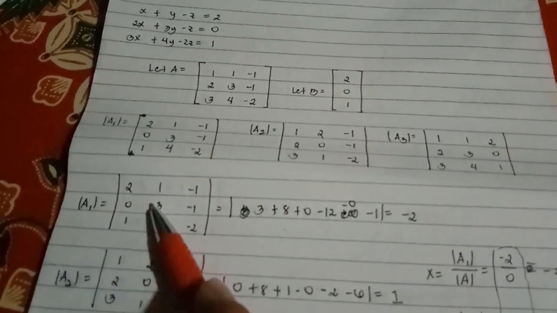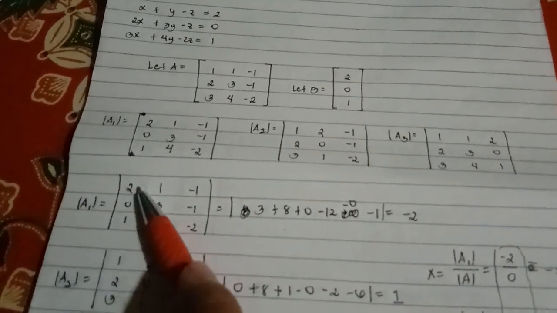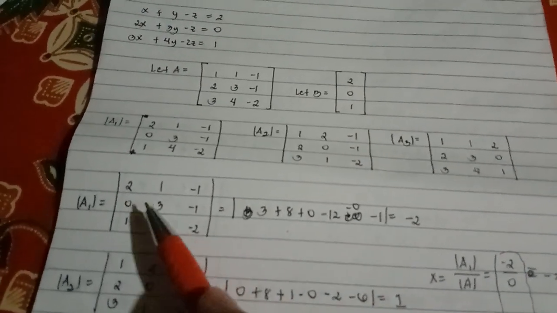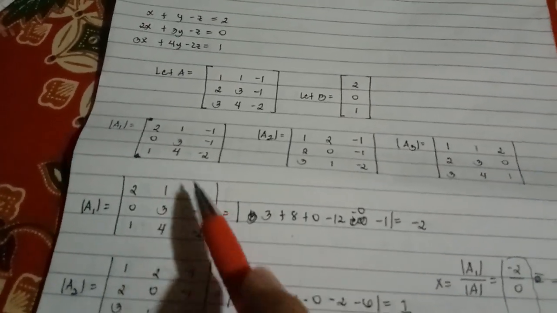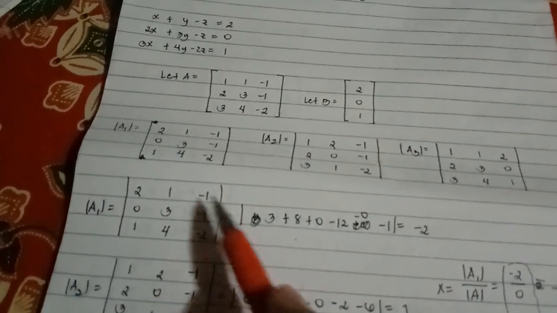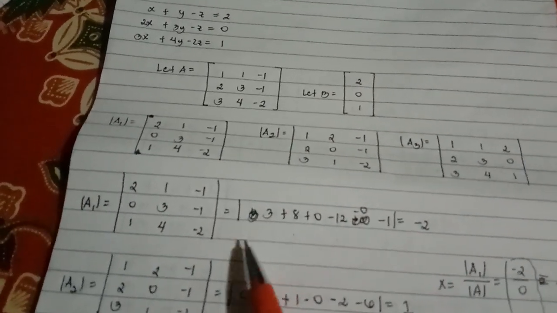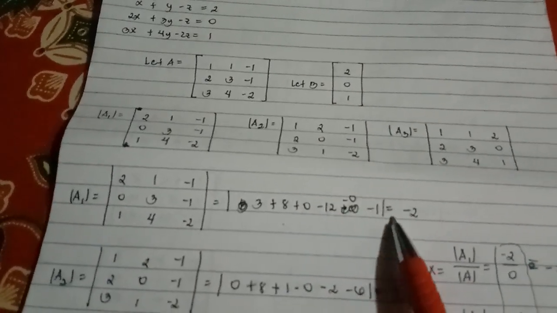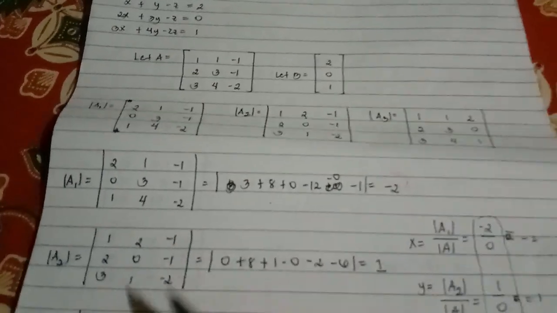So, next, 0 times 1 times negative 2 is equal to 0. 2 times negative 1 times 4 is equal to negative 8. 0 times 1 times negative 1 is equal to 0. So, 3 plus 8 plus 0 minus 12 minus 0 minus 1 is equal to negative 2. So, this is the determinant of A sub 1.